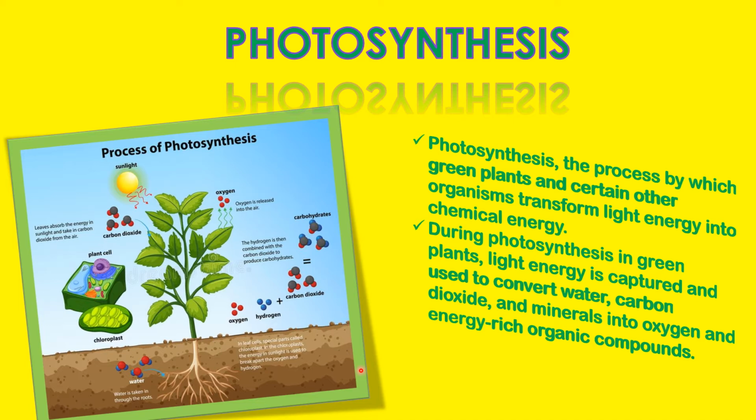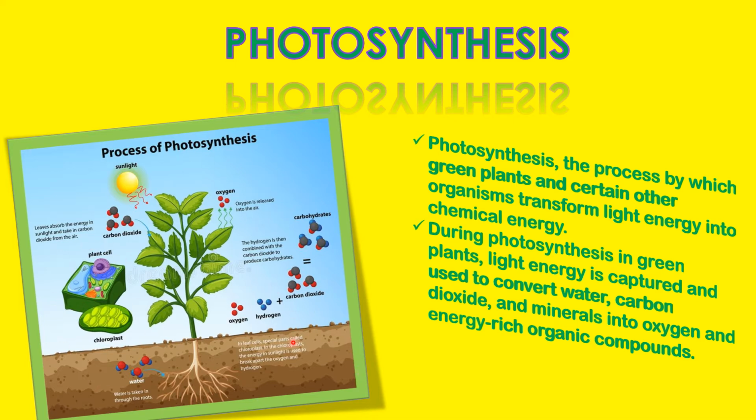The glucose produced during photosynthesis is transported from leaves to various parts of the plant through the conducting tissue, phloem. Plants convert some of the glucose into starch, which they store in different organs, such as root, stem, or leaves. The process of photosynthesis has been shown in the diagram.